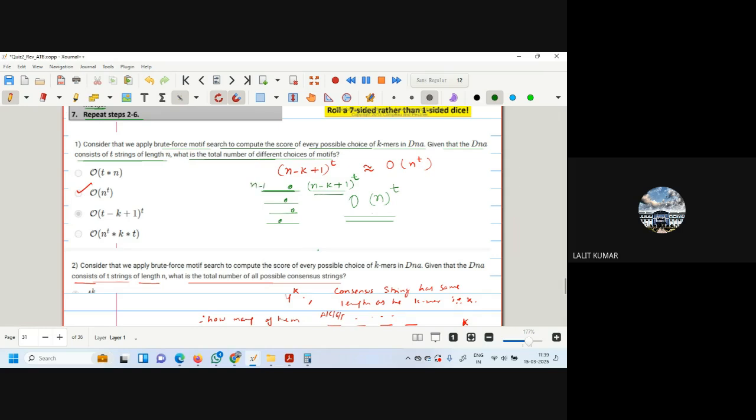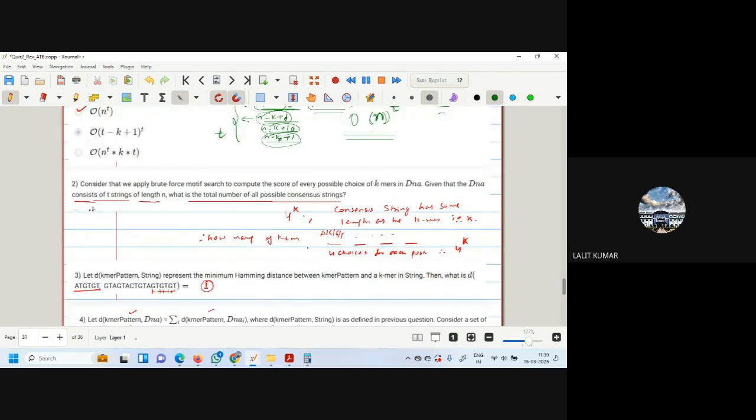See, here I have got n minus k plus 1, here n minus k plus 1, n minus k plus 1, and this I can do in t strings. For the motif, I have to select one k-mer out of this, one k-mer out of this, one k-mer out of this. So your total complexity, I can select n k-mers, to the power t, to build different motifs.